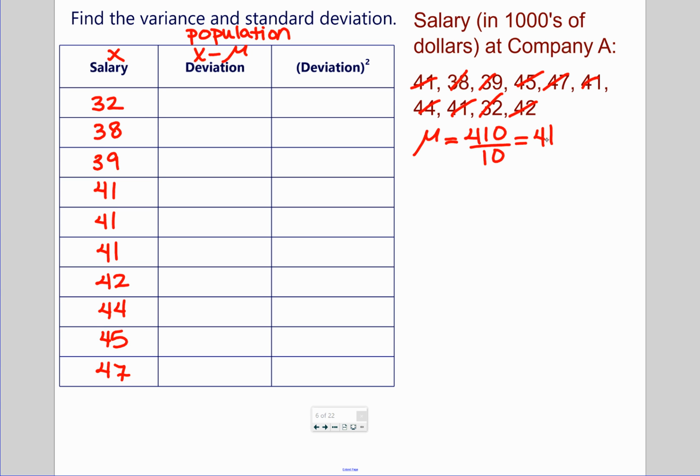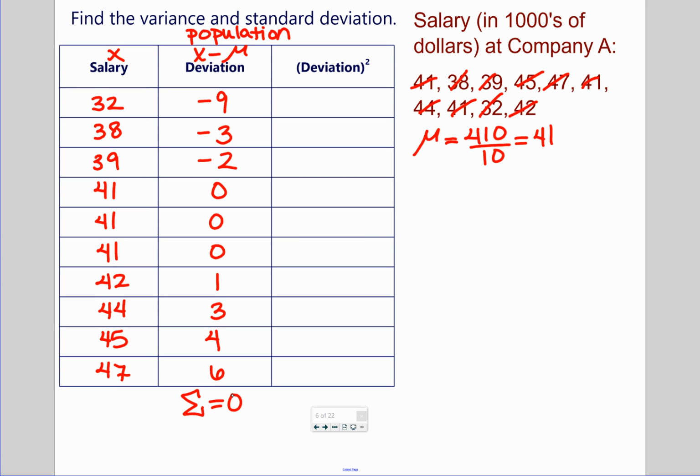Now we're going to take each of those x's and subtract mu. 32 minus 41, negative 9. 38 minus 41, negative 3. 39 minus 41, negative 2. 41 minus 41, I'm going to have a bunch of zeros. Then I'm going to have 1, 3, 4, 6. And if you want to double check at the end, all those deviations should sum up to 0.